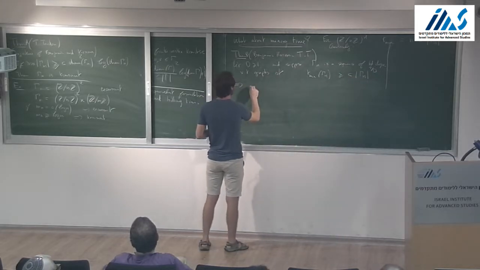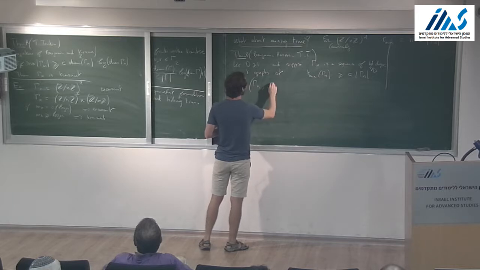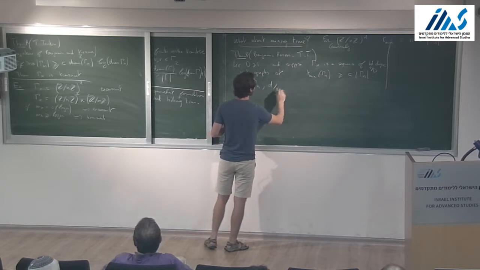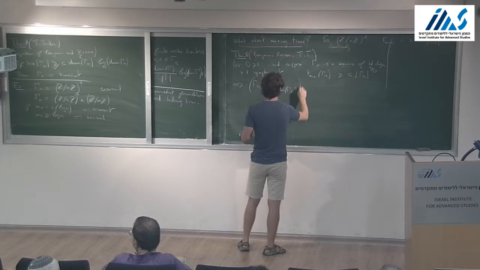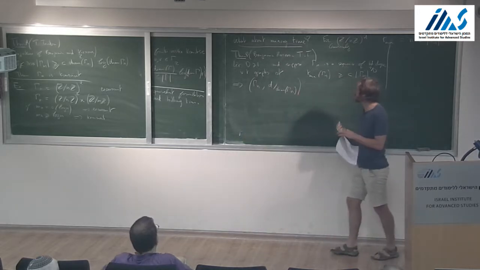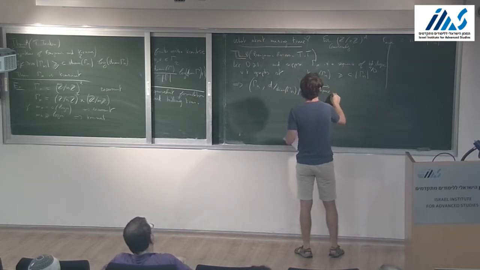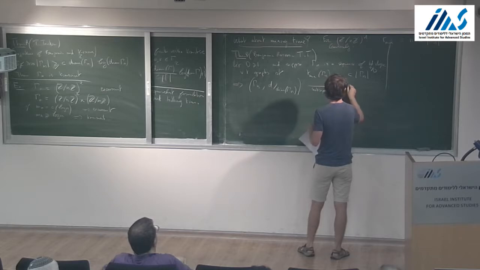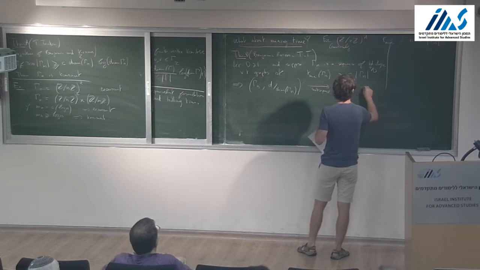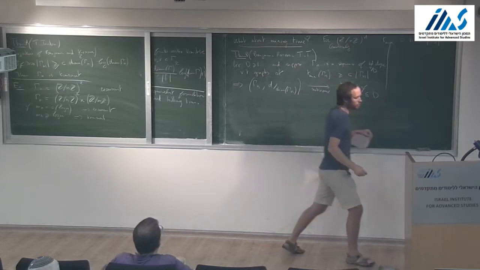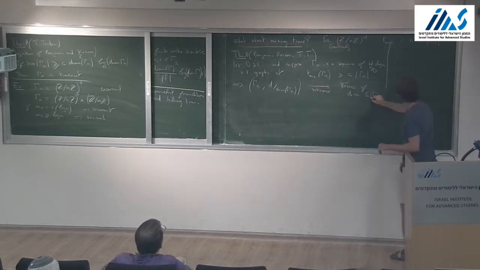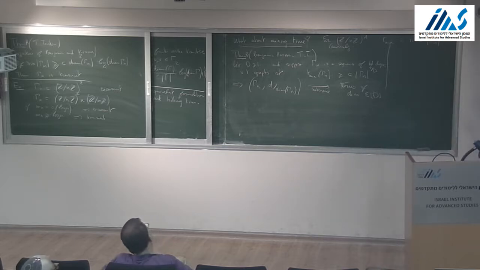then gamma n, if you look at gamma n and you rescale by its diameter, it doesn't necessarily converge, but it has a subsequence that converges to a torus of dimension at most d. So if d is not an integer, then you have to take, of course, the integer value. Okay?